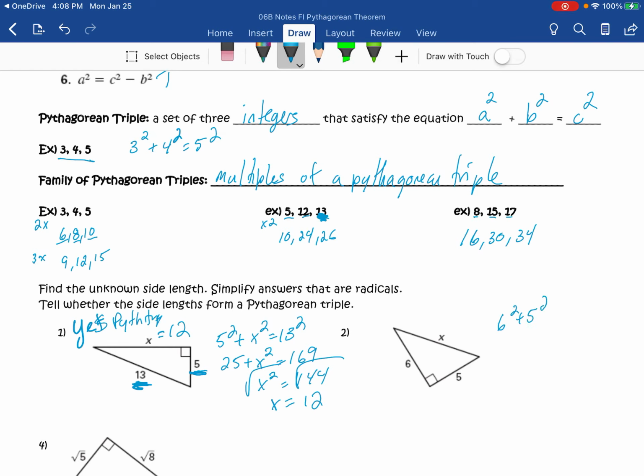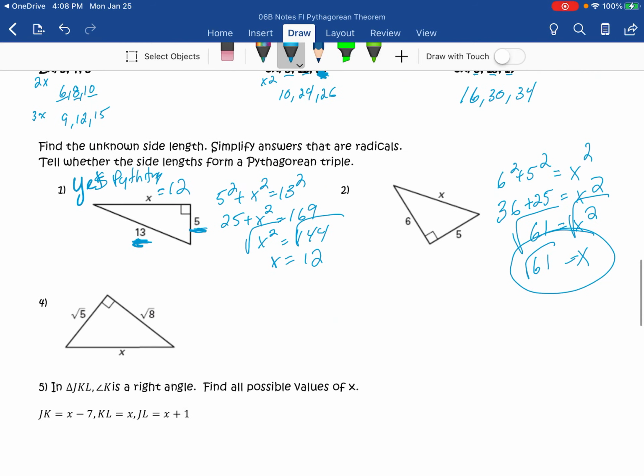Okay, next one would be 6 squared plus 5 squared. If it's a Pythagorean triple, I'm not really requiring work. I'm hoping you guys can spot those. So 6 squared plus 5 squared, that's 36 plus 25 is equal to x squared. That's going to be 61 is equal to x squared. x equals radical 61, and I don't think we can simplify beyond that.